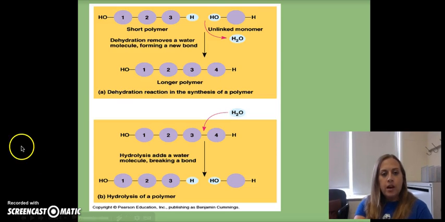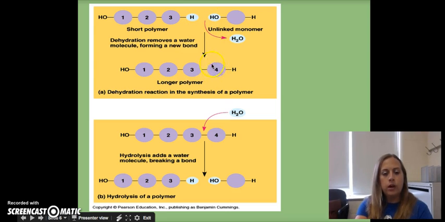So this is a diagram of both. Here you have a short polymer and you want to add this single monomer to it. You can see you have an OH group or hydroxyl group right here and then a hydrogen. So together those make H2O, which is water. So the water will leave and now you have a fourth monomer linked together. And then to break that apart, you would simply add water back in. You recreate the hydroxyl group over here, the hydrogen over here, and so you have broken that polymer into, again, the three and then the single monomer.